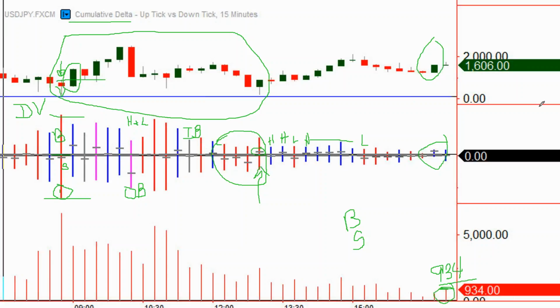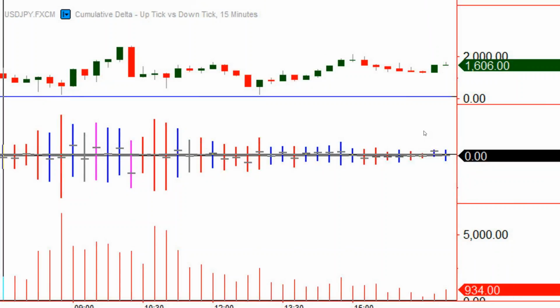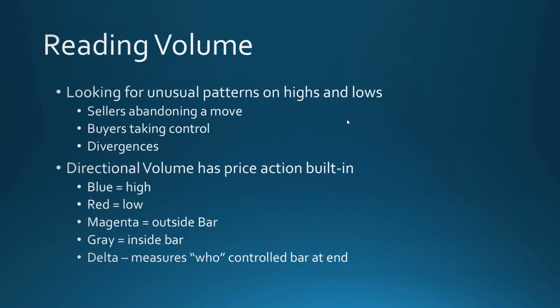Okay, if there's no questions, we're going to get even more complicated. And this is considered a more advanced technique. I'm going to take it easy on you today, though, okay? Now, when you're reading volume, okay, you're looking for unusual patterns on highs and lows. You might see the sellers abandoning a move. You might see buyers taking control. You might see divergences. You'll have a lot of divergences with cumulative delta in the directional volume, okay?